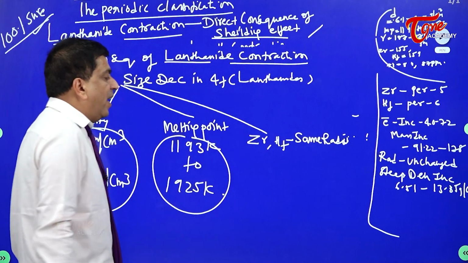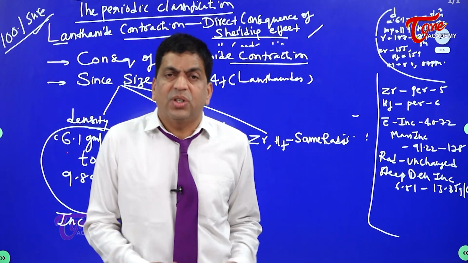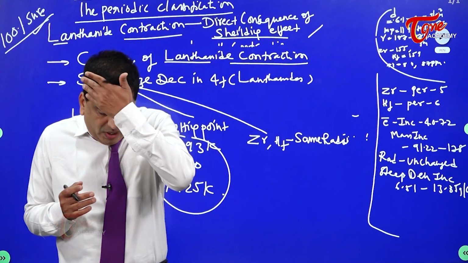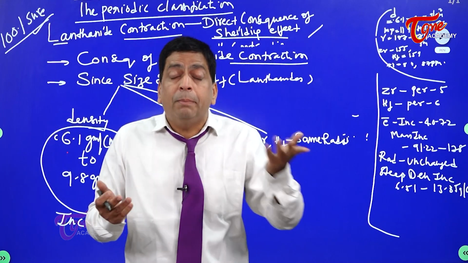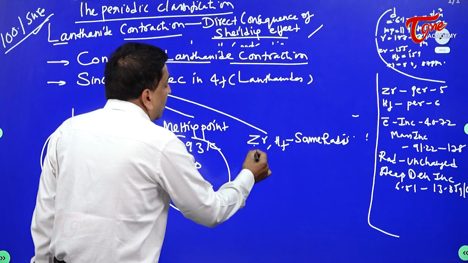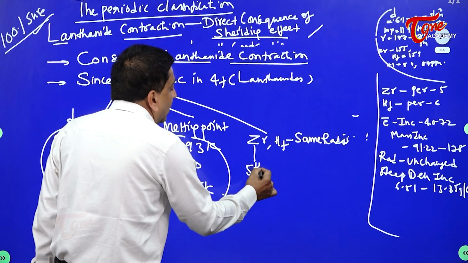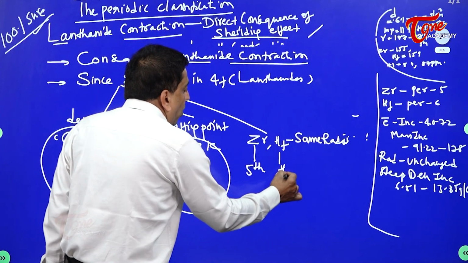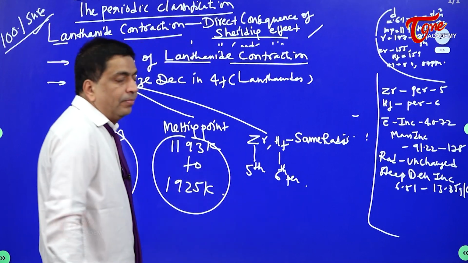They have same radii. Now, what is zirconium? What is hafnium? Zirconium is the 5th period element, and hafnium is the corresponding 6th period element.